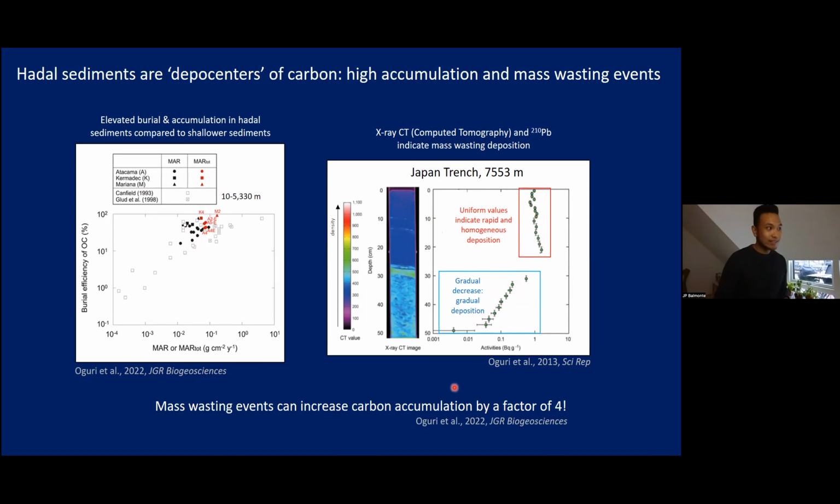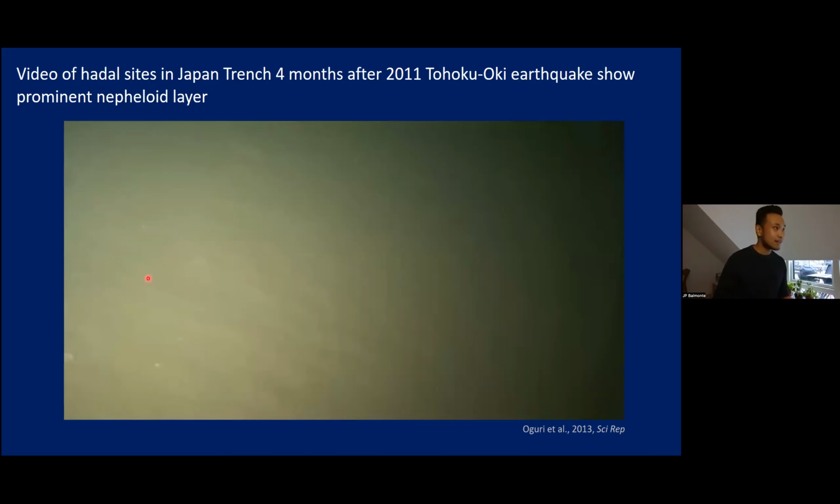And recently, Kazumasa is killing it. Kazumasa also did this calculation and showed that mass wasting events can increase carbon accumulation by a factor of 4, because it delivers so much of that carbon that's stored in sediments from shallower areas to deeper areas, which is just so fascinating.